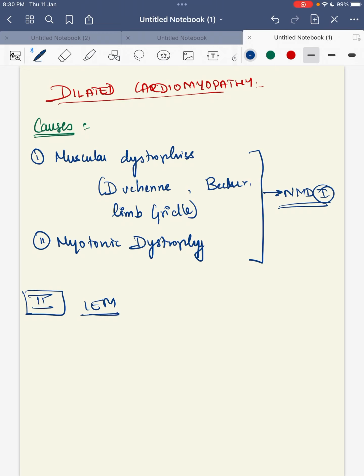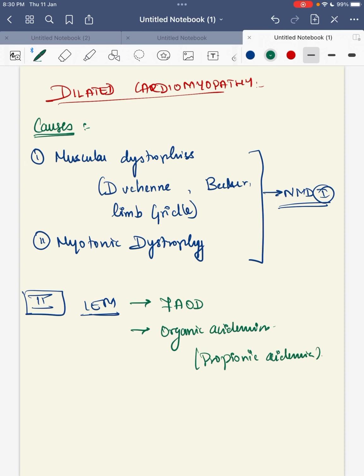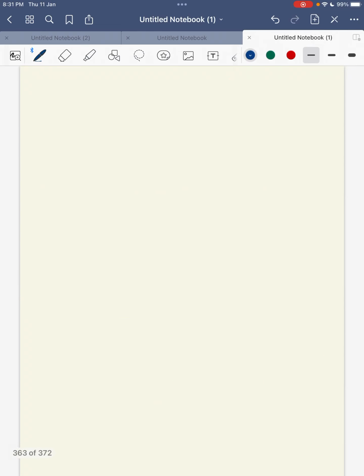Secondly, we have inborn errors of metabolism. Among inborn errors of metabolism, dilated cardiomyopathy can occur in fatty acid oxidation defects. Second, in organic acidemias. Among organic acidemias, it can occur in propionic acidemia. Most common is propionic acidemia, then carnitine abnormalities, and mitochondrial abnormalities. So these are the IEM causes of dilated cardiomyopathy.